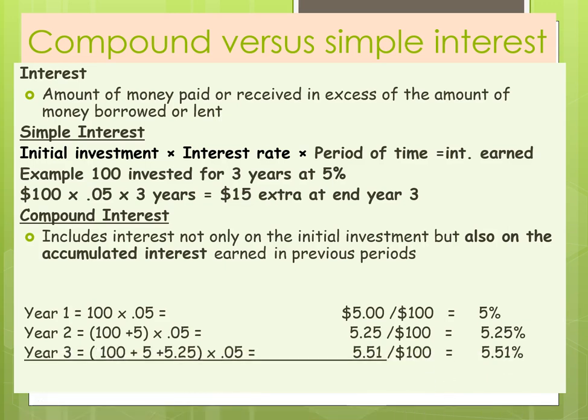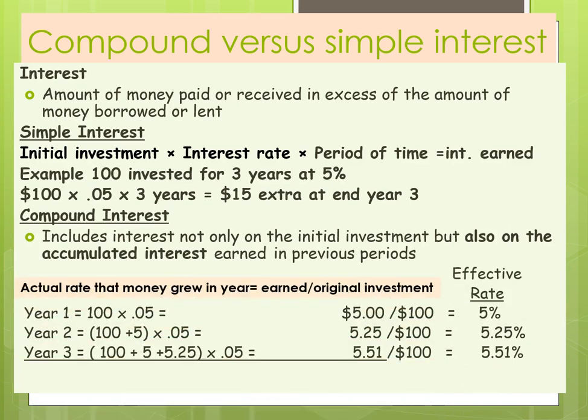And in year 3 you're going to take the $100 plus the previous two interest amounts that were earned, $10.25, times 5%. And if you notice the interest we've earned, this is what's called the effective rate, when we look at the actual interest earned versus the amount stated. In this case, if we had compound interest, at the end of year 3 we'd have $15.76.